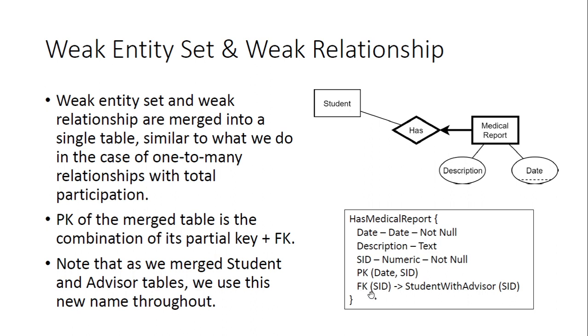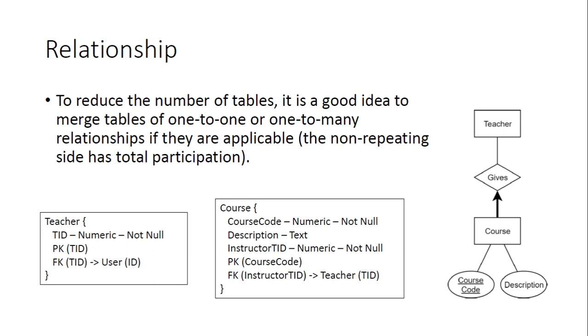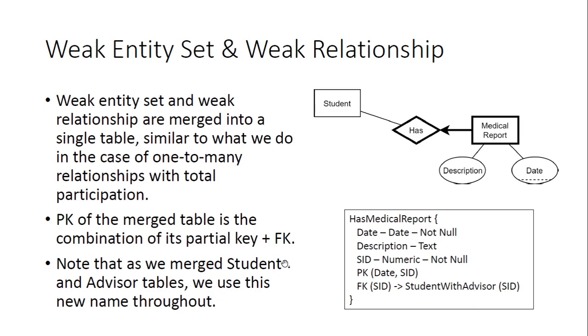SID is a foreign key that refers to the student with advisor table. Remember, we had changed the naming, therefore this is not the student table but the student with advisor table. In there I have the primary key as SID. And for this new table called has medical reports, the primary key is the combination of date and SID. So I need both of these pieces of information. While merging other tables that are not weak, the foreign key was not affecting the primary key. And for the weak entities, the foreign key also becomes a part of the primary key.